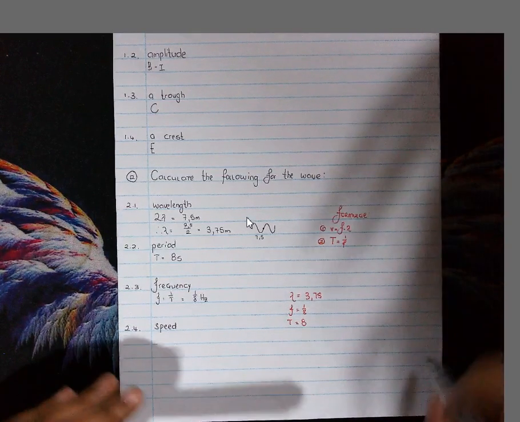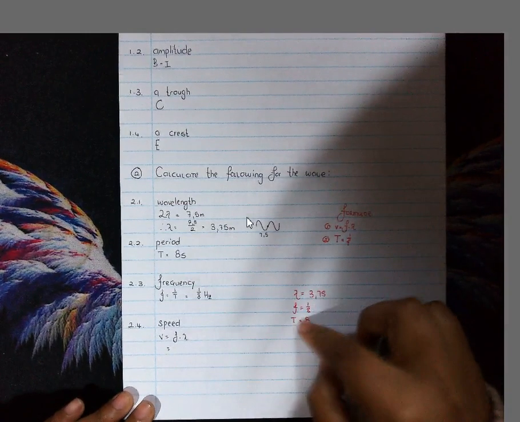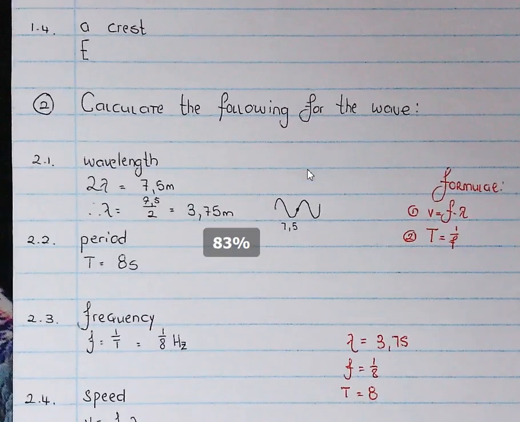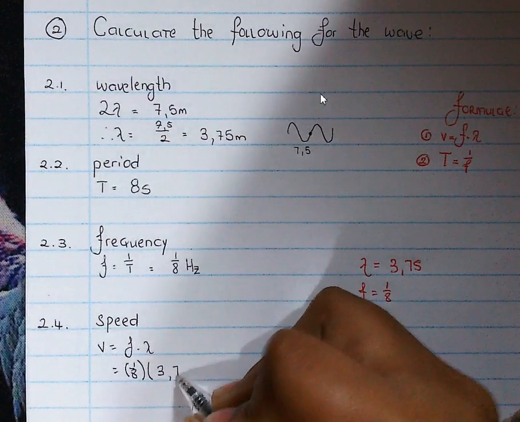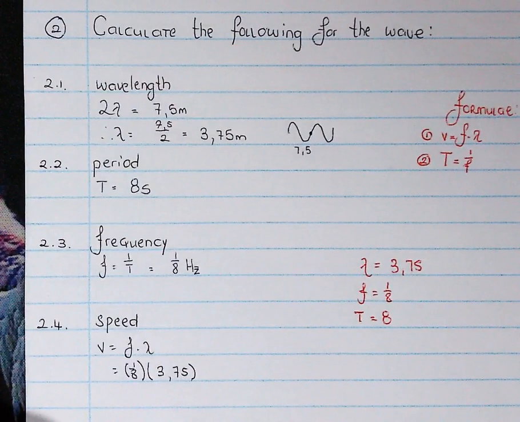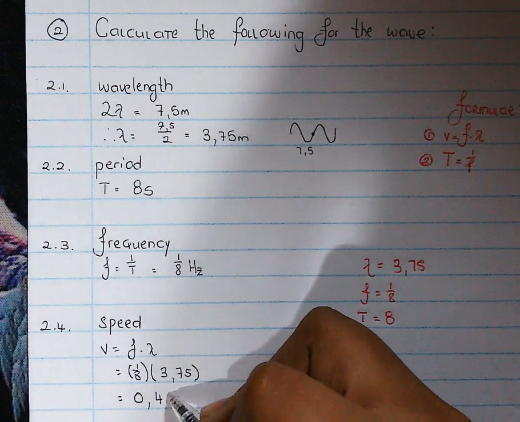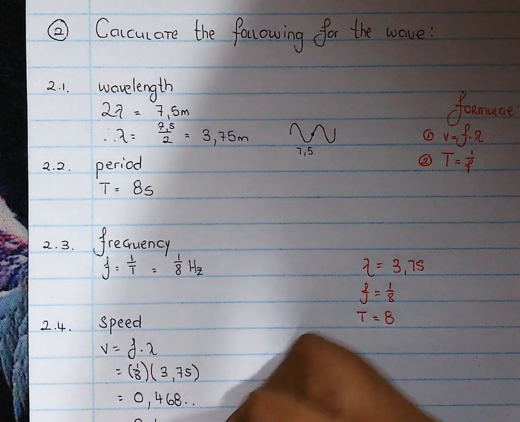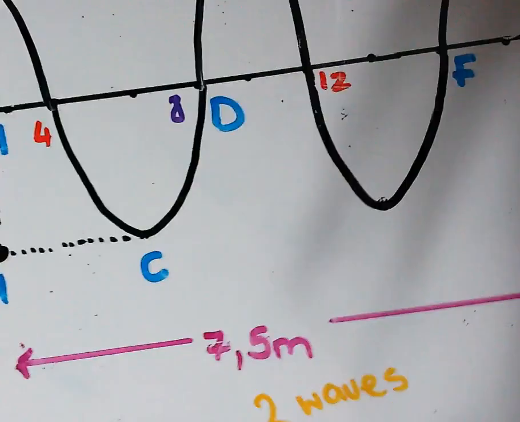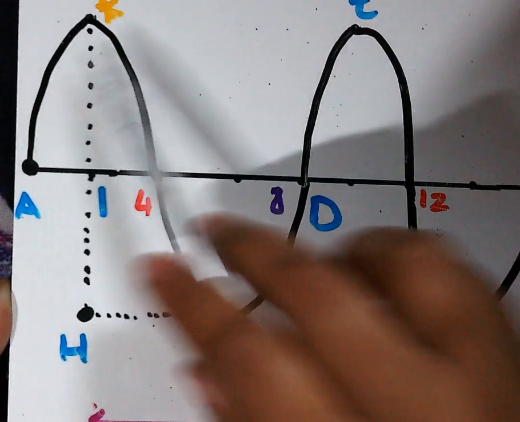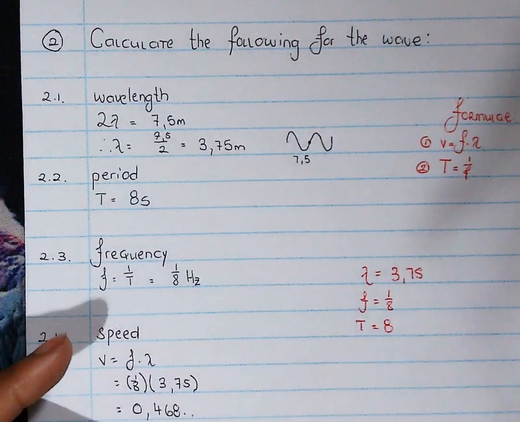Now we get to the last question, which is the speed. Speed is equal to frequency multiplied by wavelength. The frequency we found to be 1 over 8, multiplied by a wavelength of 3.75, and that gives us an answer of 0.468, which we round off to 0.47 meters per second for the speed of this wave. So this wave is moving very slowly, and that is logical because it takes 8 seconds for one wave to complete, so the speed of this wave is very low.